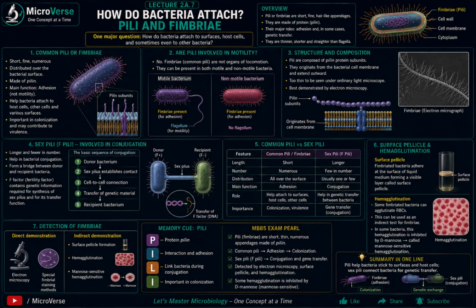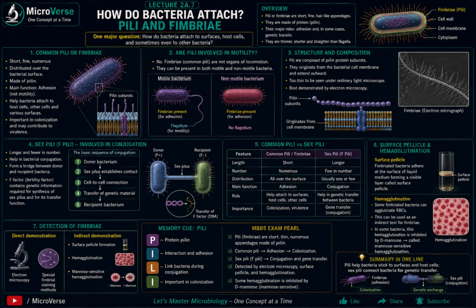So, in simple terms, the donor makes contact, then a connection forms between the bacteria, and genetic material is transferred to the recipient. The important point is that the F factor contains the genetic information required for fertility and for the formation of structures involved in conjugation, including the sex pili.